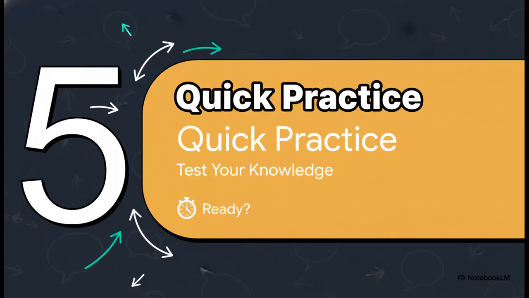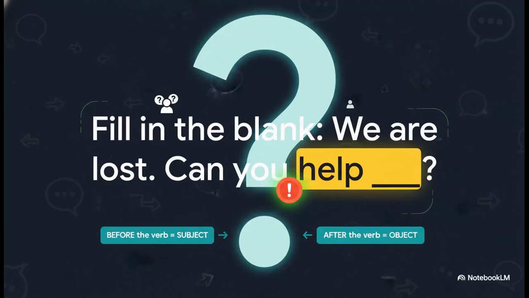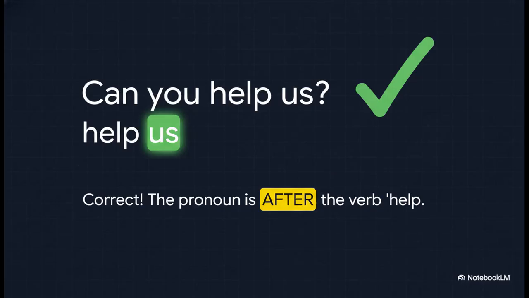Okay, you've learned the two key rules. Now it's time to put that knowledge to the test. Let's do a quick practice question. Are you ready? We are lost. Can you help who? So what pronoun goes in that blank? Think about it. Is it coming before or after the verb? I'll give you a second to lock in your answer. And the answer is us. Of course it is. The blank comes right after the verb help, so we need the object pronoun for we, which is us. Can you help us?